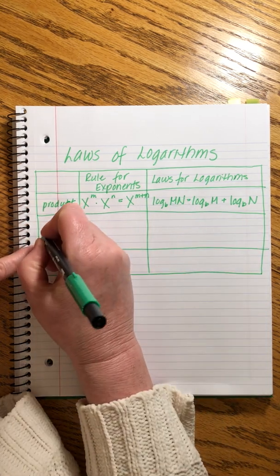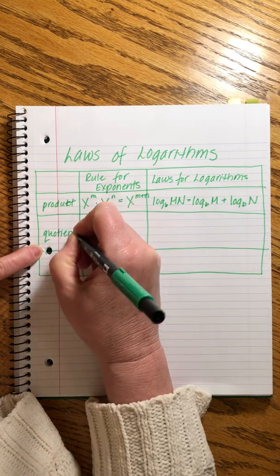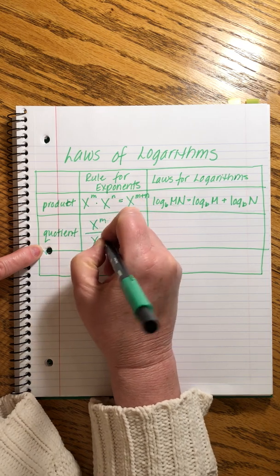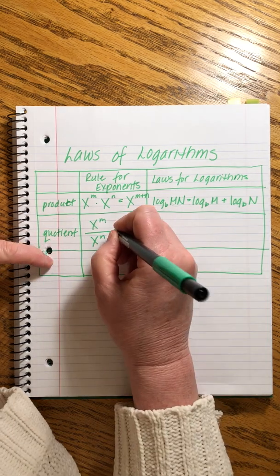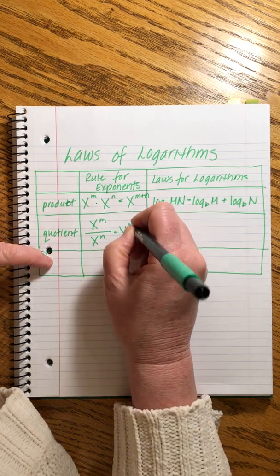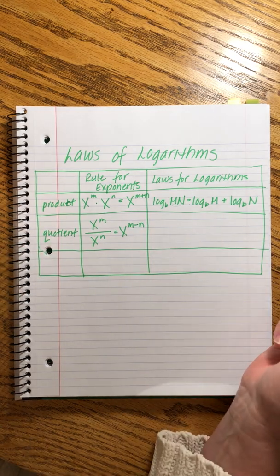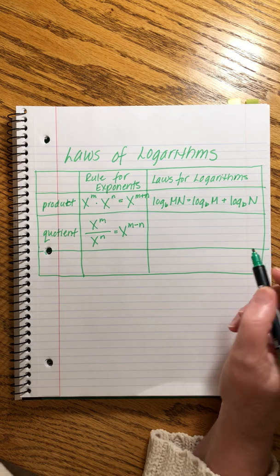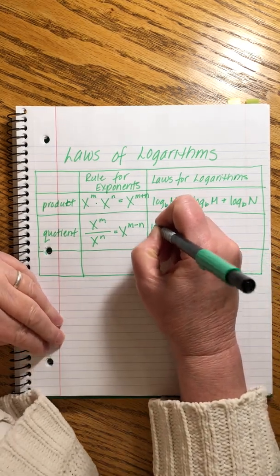And the next one is called the quotient. Here, we're dividing, right? We're dividing matching bases with different exponents, and here we subtract. Top minus bottom. That's our rule for exponents. This is the part that makes you sigh and go, oh my God, whatever. I've seen it 100 times. Now here comes the logarithm bit.